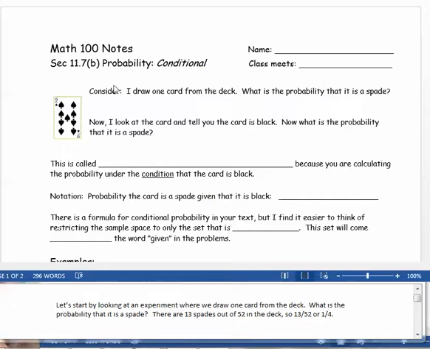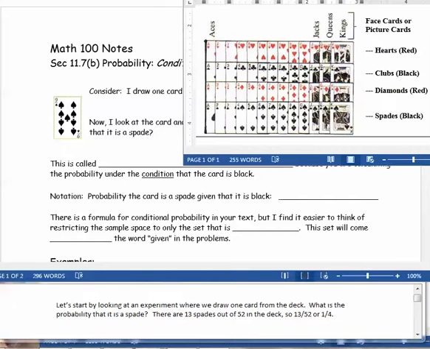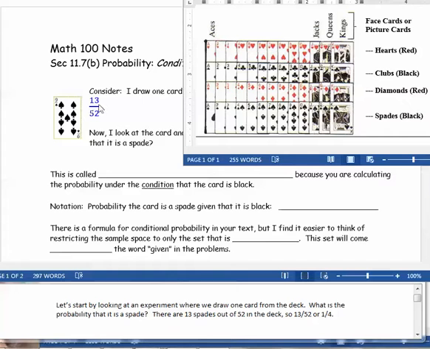Let's start by looking at an experiment where we draw one card from the deck. What is the probability that it's a spade? Well, there are 13 spades out of 52 in the deck, so that would be 13 out of 52, or reducing, 1/4.